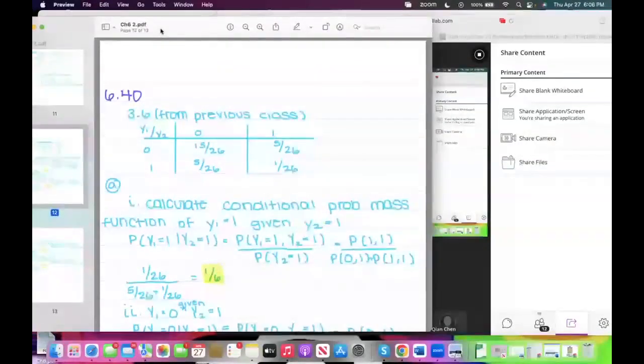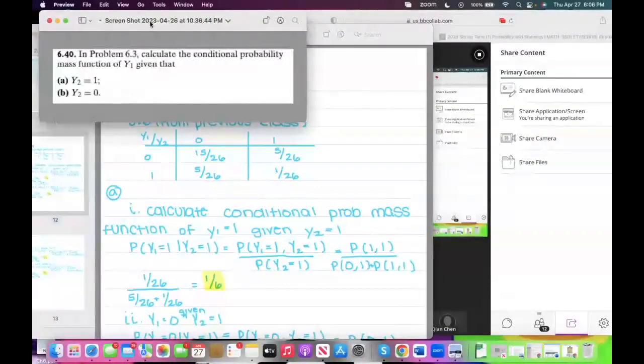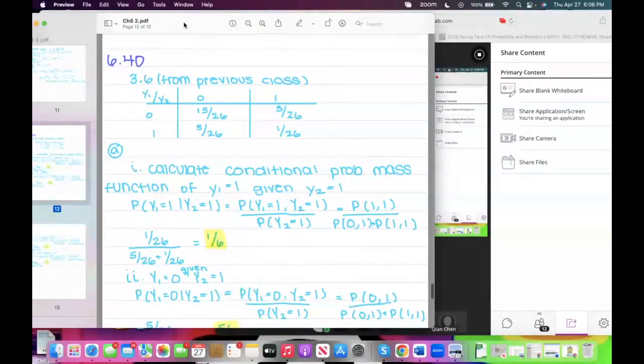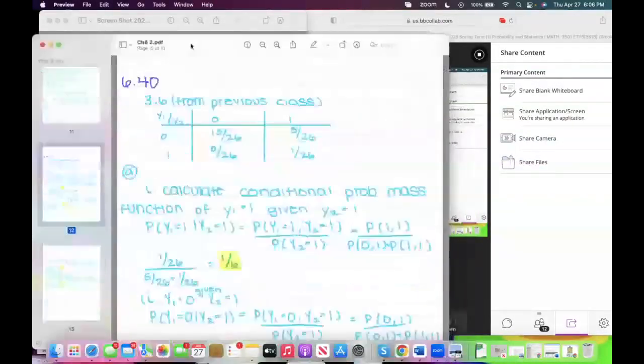All right. So my question was 6.40. It says in problem 6.3, calculate the conditional probability mass function of y1 given that y2 equals 1 and y2 equals 0. So this is my work. Sorry, I wrote 3.6. I made a little chart to help me see it easily. So the first one was to find when y2 equals 1.